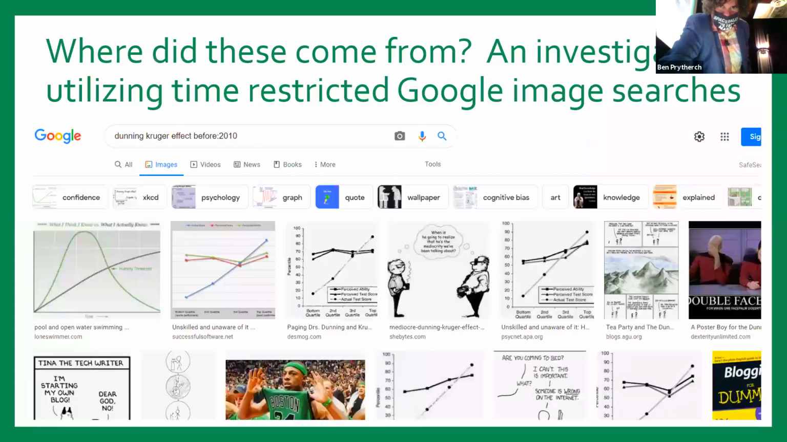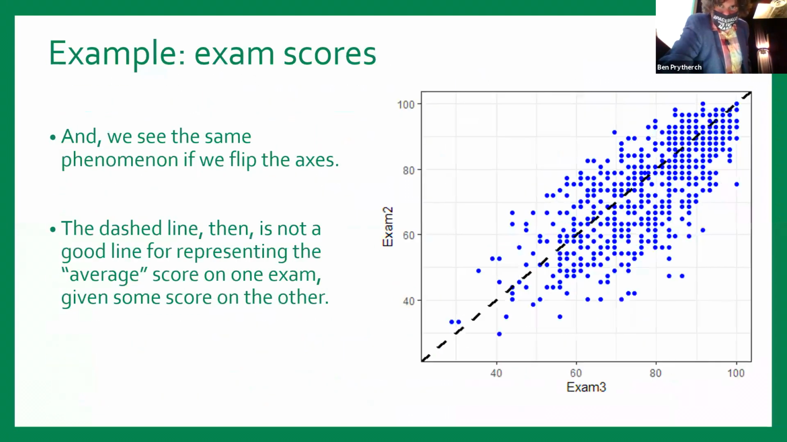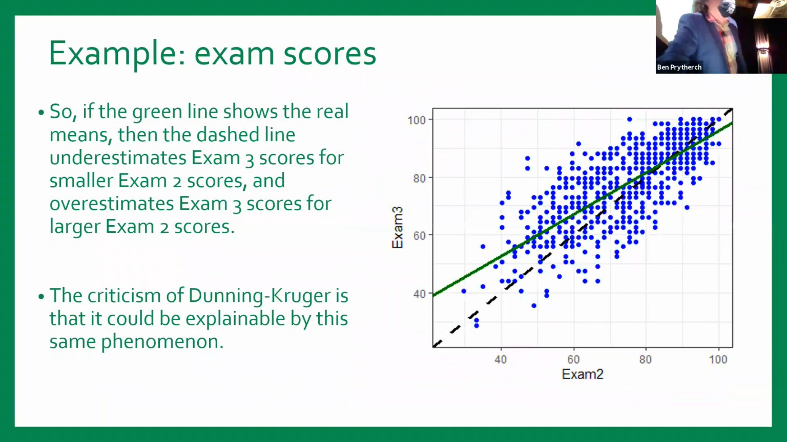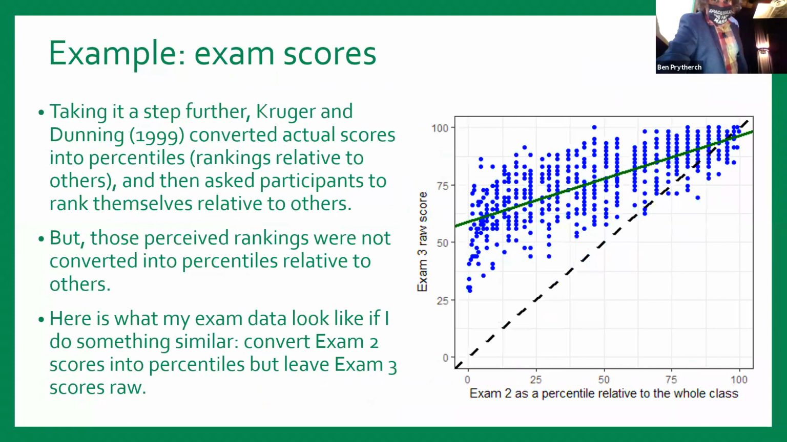So I tried to do a similar thing with my exam data. Here, exam 2 is shown as a percentile relative to the whole class. That's my x-axis. I've spread it out a little bit more evenly, because that's what happens when you convert things into percentiles. But I didn't do the same thing to exam 3. It made that line shoot up like that. And now this is looking a little bit more like those Dunning-Kruger pictures that we saw.